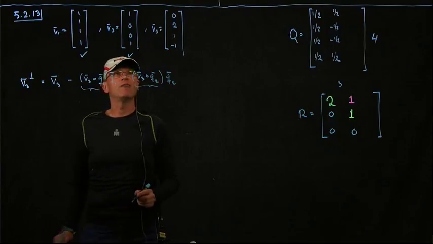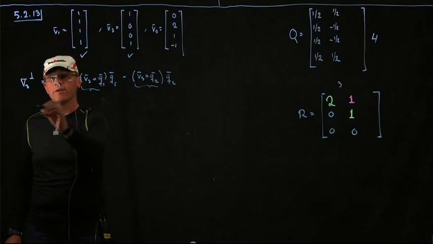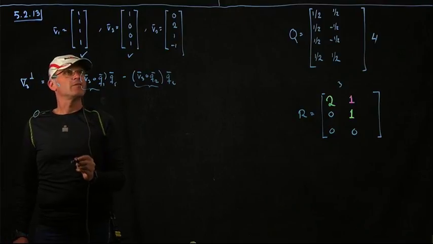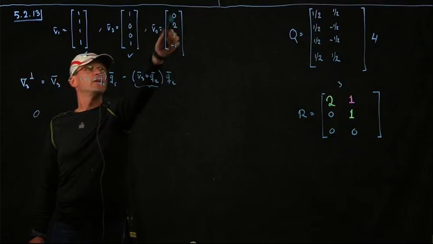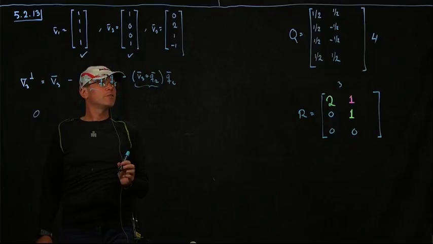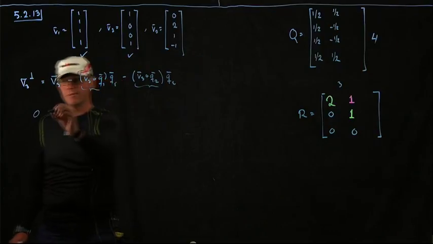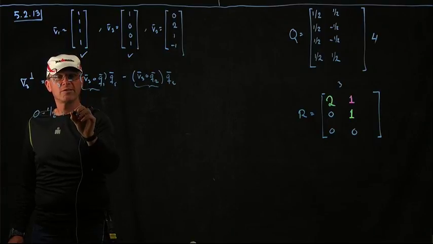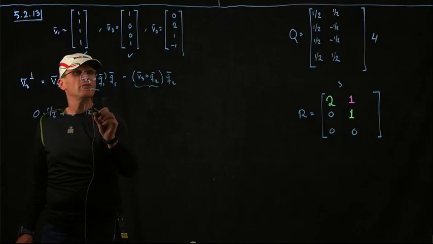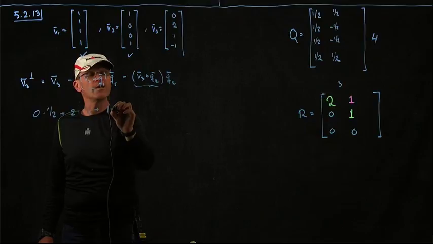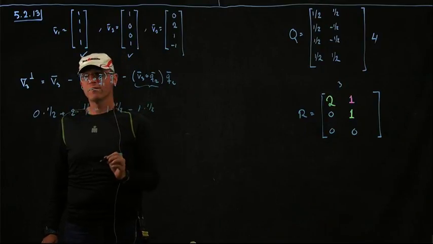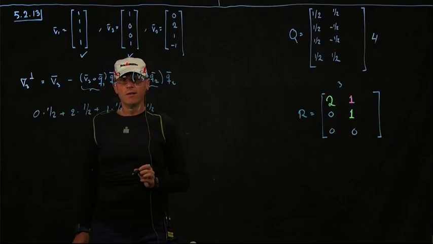So what do we have? Let's start here. We have 0, right, from V3. We have the entries from Q1 sitting over here, so they're all 1/2. So we have plus 2 times 1/2 plus 1 times 1/2 minus 1 times 1/2. So that's that dot product.